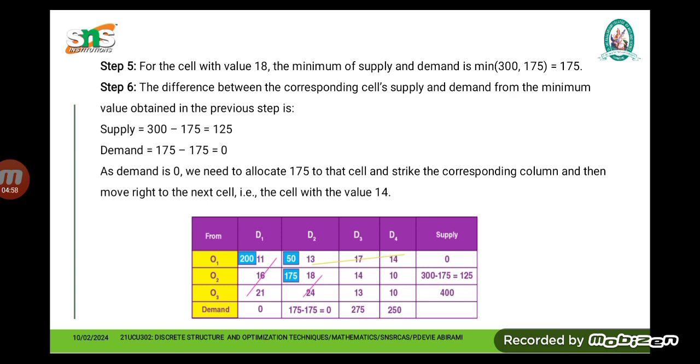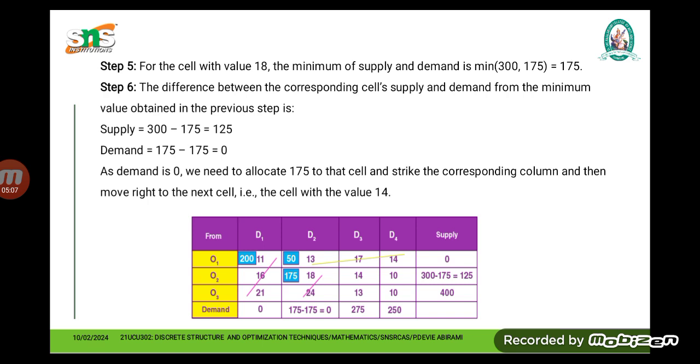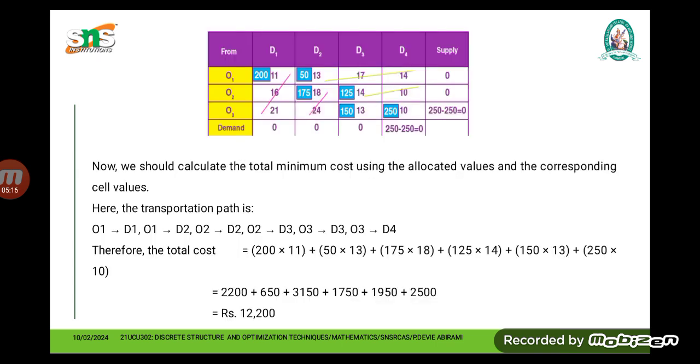Finally, I am having 14, 10, 13, 10. So if I allocate 14 as 125, the row and column are having 125 and 275. If we subtract it, we will get a value of 125. So I am going to cross out the minimum value. Finally, I am having 150 as my northwest corner. If I cancel out that column, the last one is 10. The row and the column are balanced, 250 and 250. So all my supplies and demands become 0.